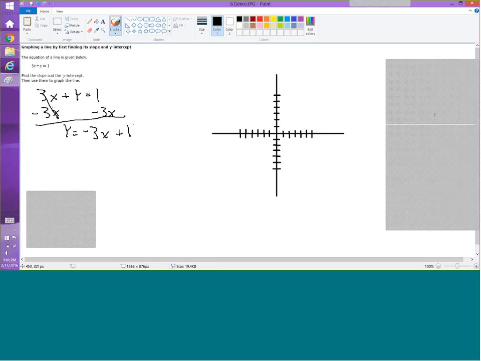So again, our slope here is going to be negative 3, and we can write that as negative 3 over 1. Our y-intercept is going to be this plus 1. So we'll start off with our y-intercept. We just count from 0 and come up 1. And then we use our slope of negative 3 over 1. So we're going to count down 3 from this point that we just made. 1, 2, 3, and then to the right 1.